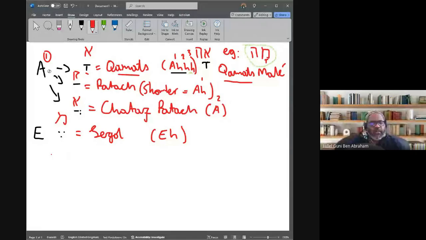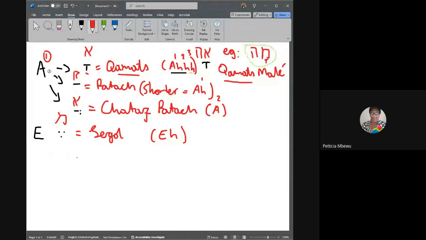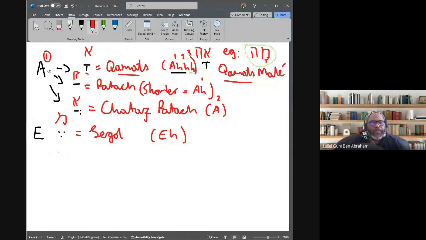Then we have 2 dots like this. They look like a segol, but it's missing something. This is called a tsere. Tsere is just plain E. There's no H sound. Segol is deep, so it has an H sound. Tsere doesn't have that, it's just an E sound on its own.